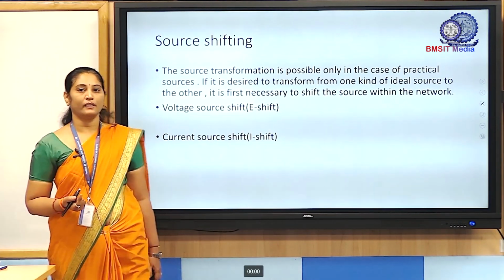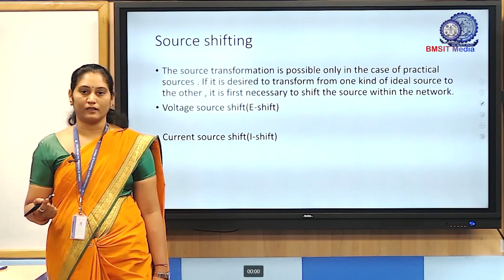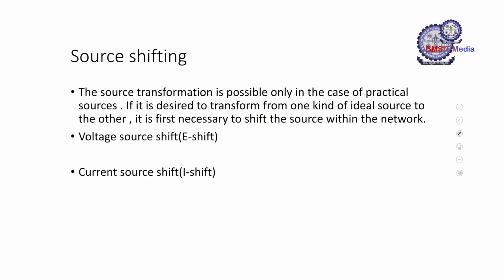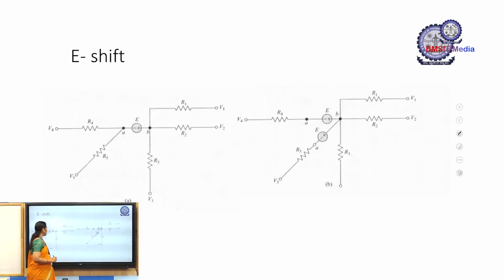And source shifting comes in two classifications, based on which kind of source we are shifting: voltage source shifting and current source shifting. So let us consider an example for voltage source shifting, how it will happen.